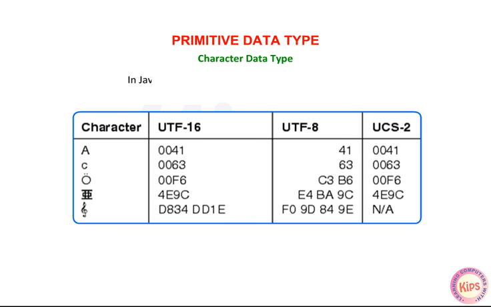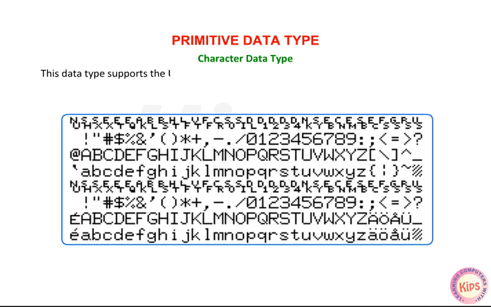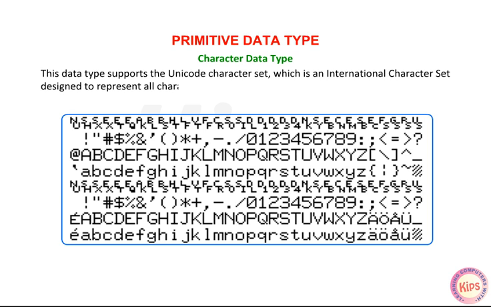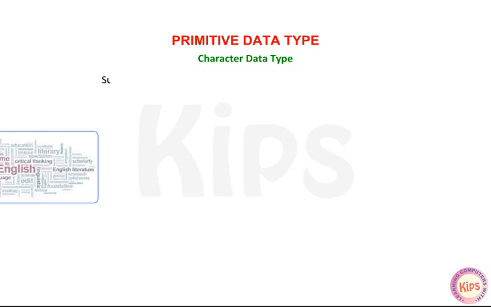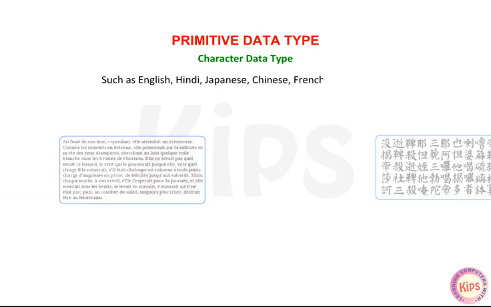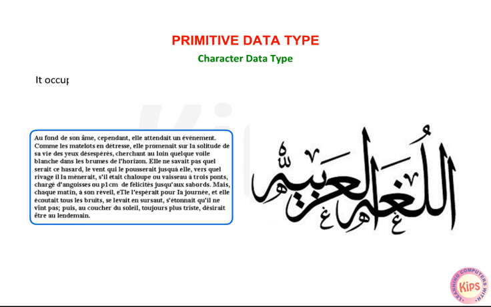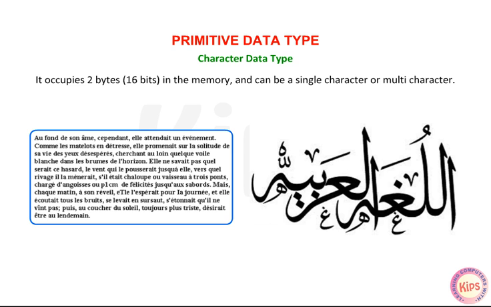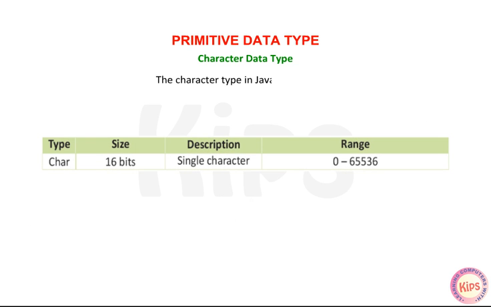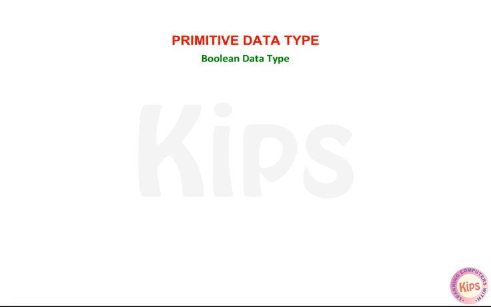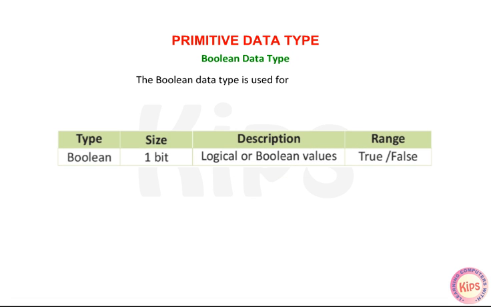Character data type. In Java, characters are stored using character data types. This data type supports the Unicode character set, which is an international character set designed to represent all characters found in every language, such as English, Hindi, Japanese, Chinese, French, German, etc. It occupies 2 bytes, 16 bits in the memory and can be a single character or multi-character. The character type in Java is as follows. Boolean data type. The Boolean data type is used for logical values. It can have only 2 possible values, true and false.